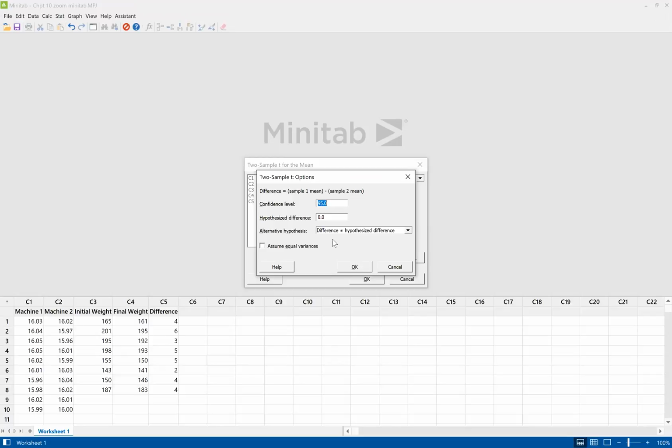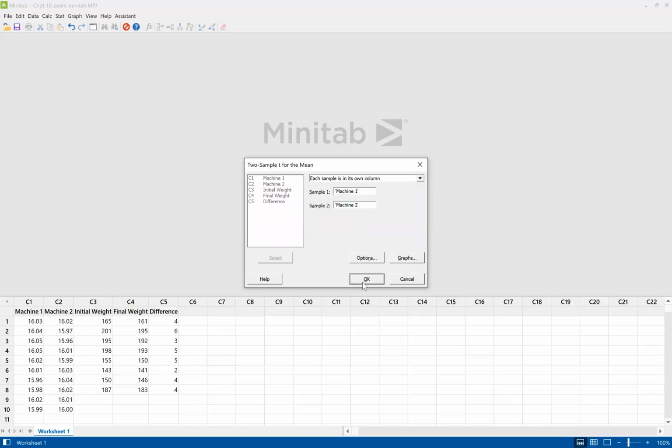My options are still, I'm looking just to say, is there a difference between machine 1 and machine 2? This question is also looking at a two-sided, so an alpha of 0.05, two-sided hypothesis, so equal to or not equal to. And again, we're not going to assume equal variances because the question actually tells us that they don't have equal variances. And so we're going to go ahead and run this test. So we say okay, and we hit okay.